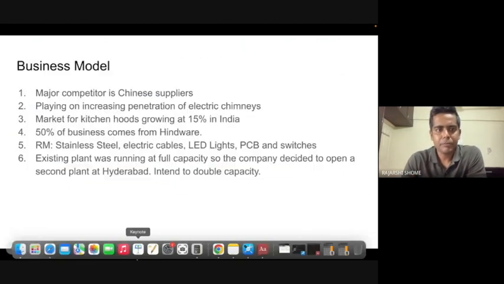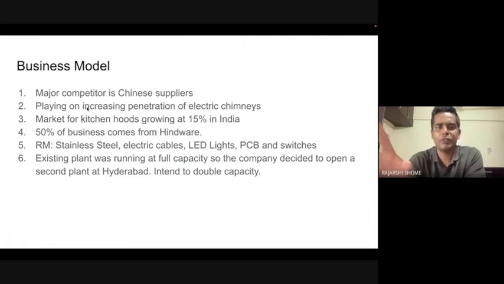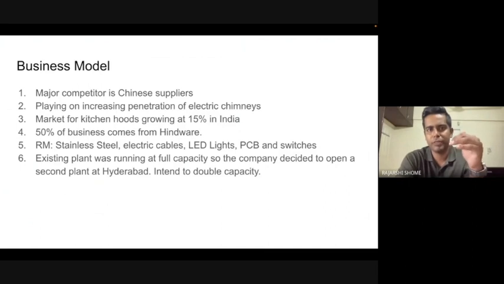Okay, so who are the major competitors of this business? Chinese suppliers, correct? You also have Chinese suppliers giving these electric hoods as well. So if you see, the majority of this company's competition is not from India but from outside.